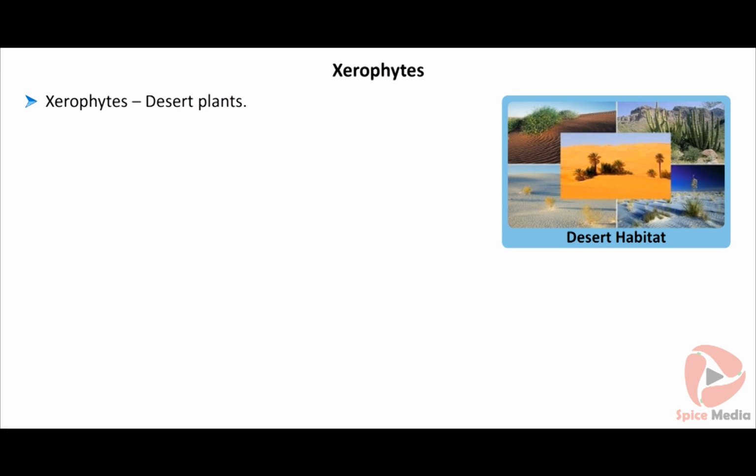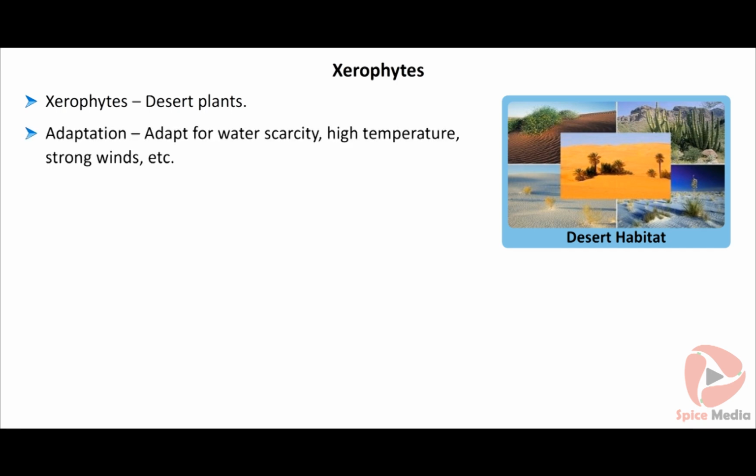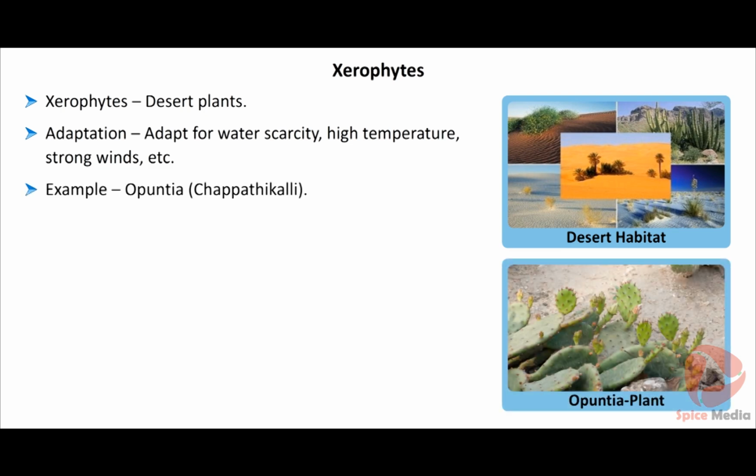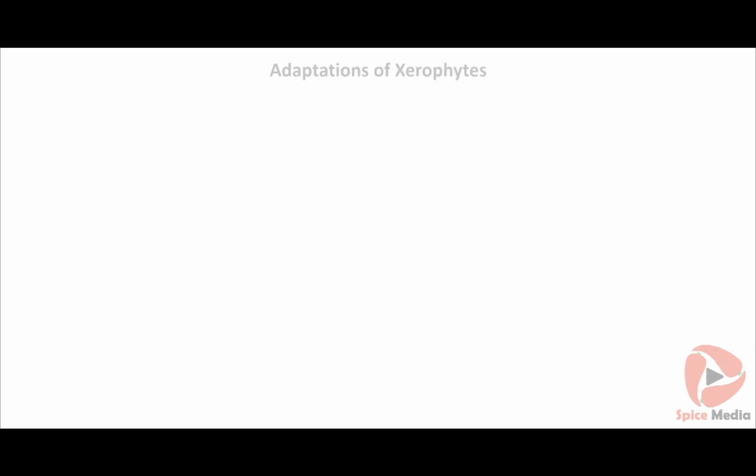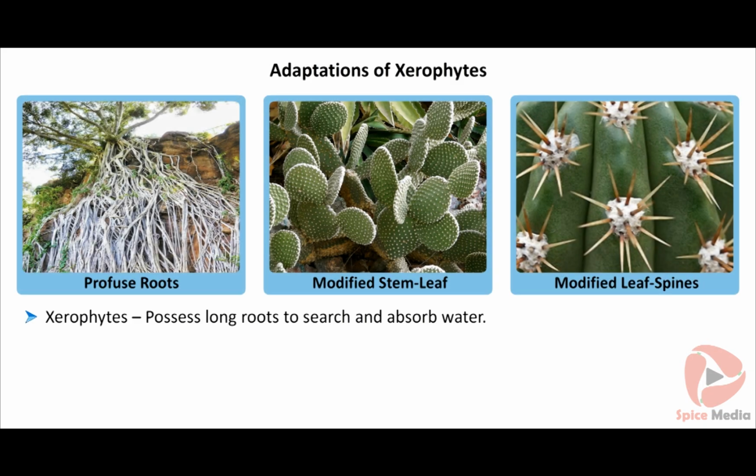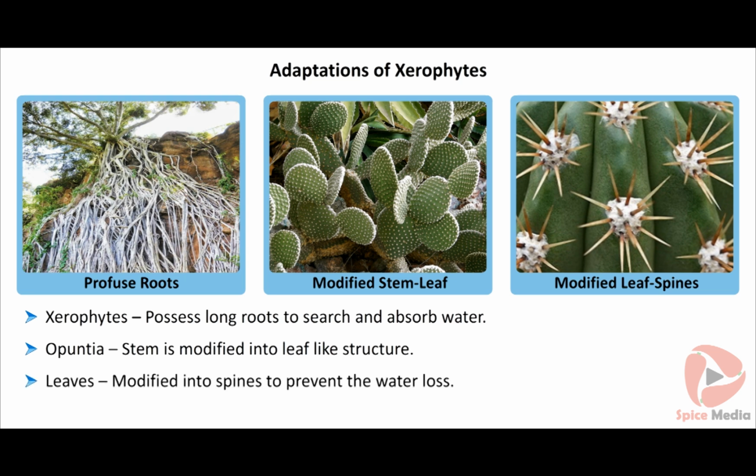Xerophytes means desert plants. Xero is equal to desert and phytes is equal to plants. Plants which grow in dry areas are called xerophytes. Xerophytes' body is adapted to cope with water scarcity, high temperature, strong winds, etc. Example, Opuntia, Chapati Kalli. Xerophytes have long roots which go deep into the ground in search of water. In Opuntia, the stem is modified into a thick, flat and green, leaf-like structure and does photosynthesis. Real leaves are reduced or modified into spines to prevent water loss.